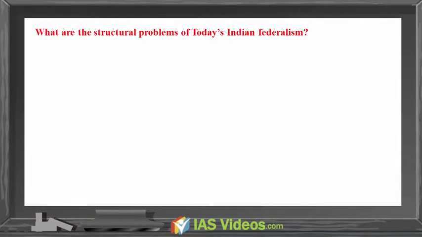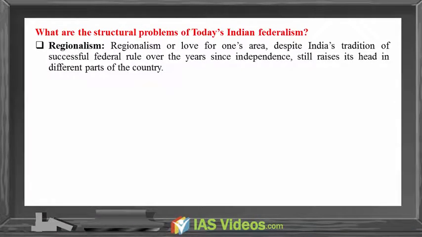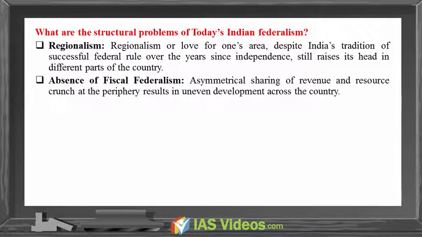What are the structural problems of today's Indian federalism? Regionalism. Regionalism or love for one's area, despite India's tradition of successful federal rule over the years since independence, still raises its head in different parts of the country. Absence of fiscal federalism. Asymmetrical sharing of revenue and resource crunch at the periphery results in uneven development across the country.